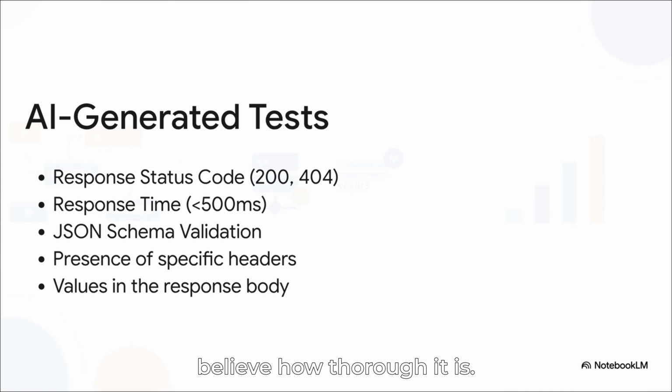And you won't believe how thorough it is. With one click, you can ask it to generate tests for all the essentials. Is the status code 200 okay? Did the response come back in under 500 milliseconds? Does the JSON body match the required schema? It can even check for specific values or headers. And just like that, you're building a rock-solid regression suite without writing one line of JavaScript yourself.